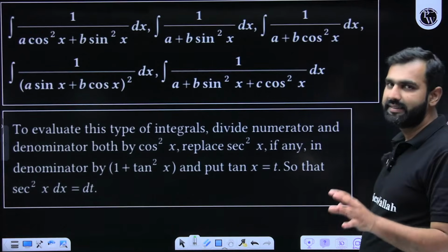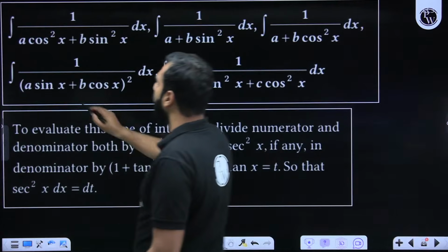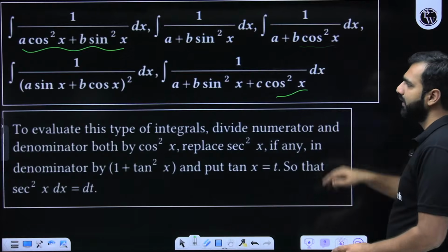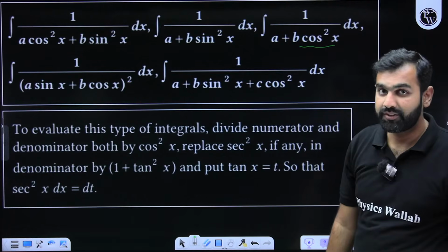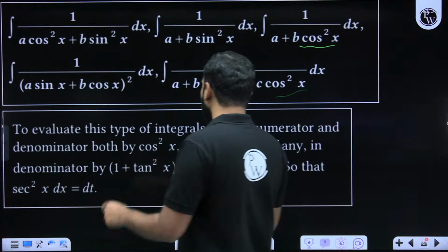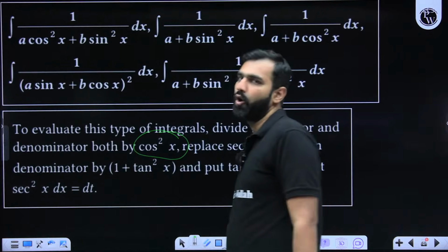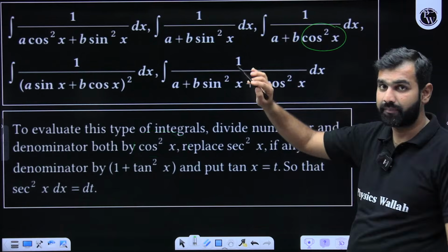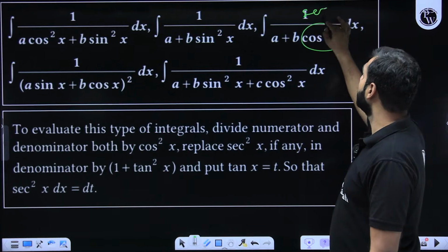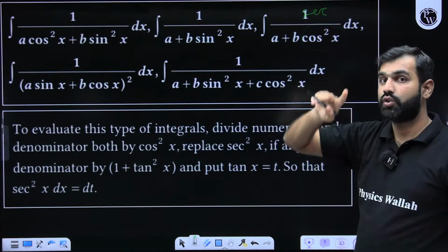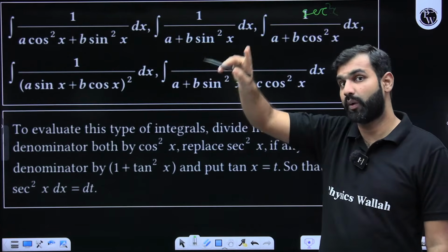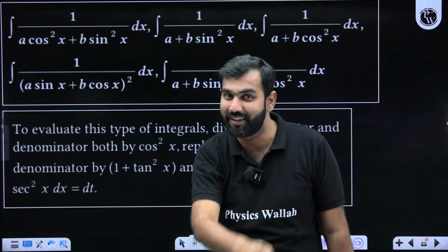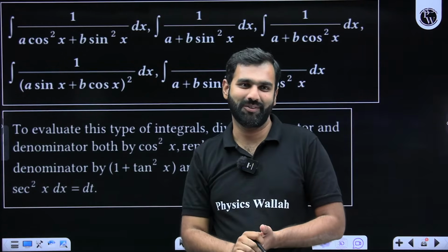Next will be this category of integrals, 1 upon a cos square x plus b sin square x, where sin and cos x are given in terms of squares. The degree is 2. With that, you simply divide the numerator and denominator by cos square x. There you will start seeing terms in tan x, but the numerator will become a term in sec square x. So tan x is replaced by t, sec square x dx becomes dt, and you will be able to solve them with the help of those special integral formulae which we have discussed.